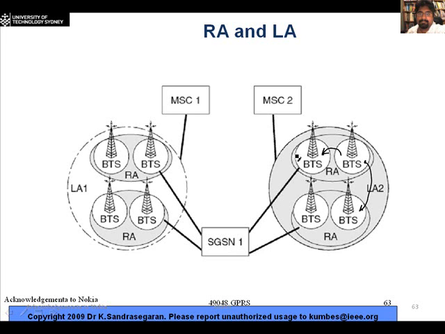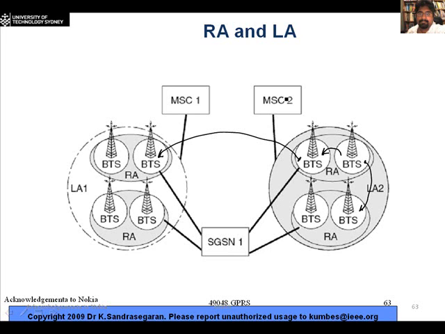Imagine that these 2 were neighboring cells. If a subscriber was to move from this cell to this cell, then that is a bit more complicated, because you're not only changing cells and routing areas, you're also changing location areas, and you're also changing MSCs, because the 2 cells are being served by 2 different MSCs. So again, more signaling has to be done, because the VLR has to be updated that the location area has changed. The database in the SGSN has to be updated to say that the routing area has changed.